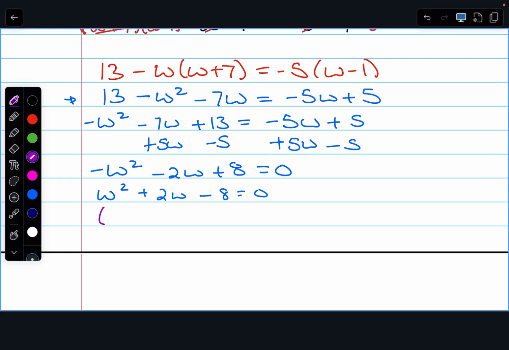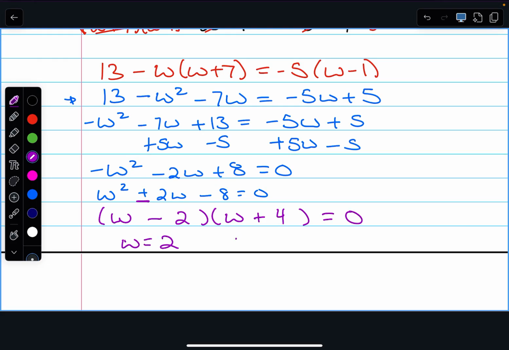Okay, so there's a couple ways that you can go about setting things up so it works out in your favor. You don't have to always go on the same route. It really just depends on what you're comfortable with. All right, so now we've got to factor this. It's going to be different signs. The bigger sign has to be positive, and there we go. And then we set this equal to 0 and solve. So w is equal to 2 and w is equal to negative 4.